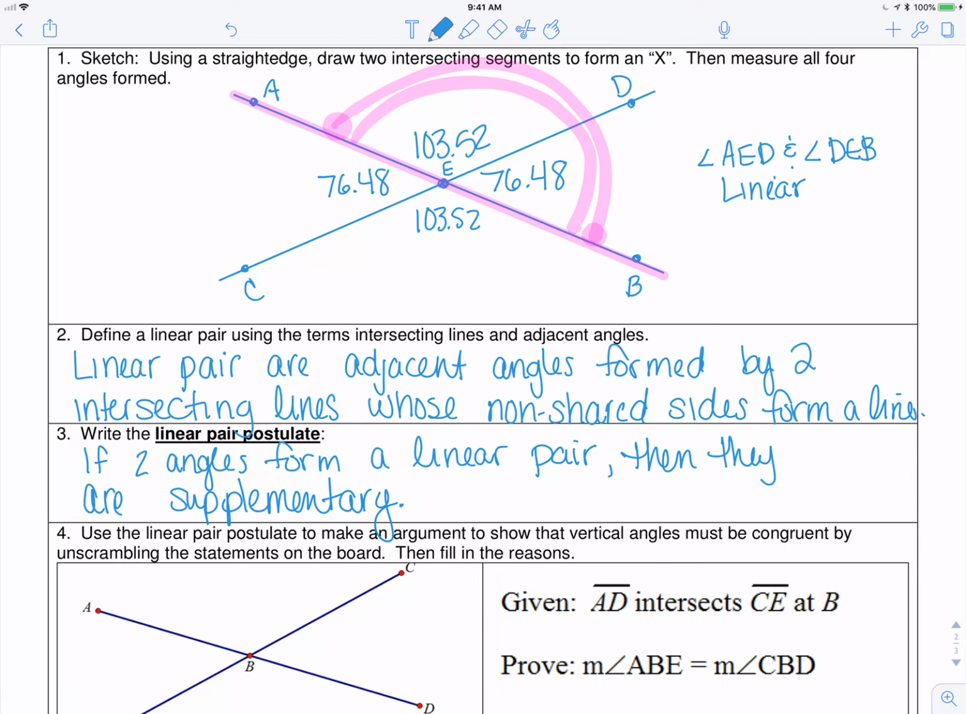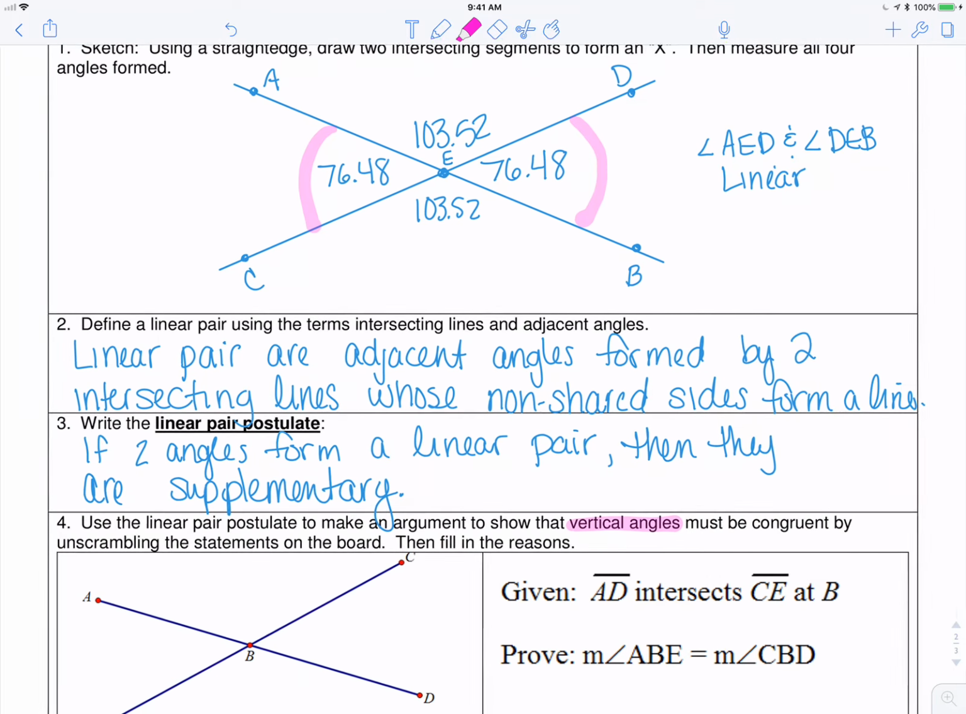Okay, you should also be able to make a conclusion about the non-adjacent angles in this picture. So let's look at the angles that are not next to each other. For example, angle AED is not adjacent to angle BEC. And what do you notice about those measures? They have the same measure. And then angle AEC is not adjacent to angle DEB. They also have the same measure. Okay, those are called vertical angles. So vertical angles are the non-adjacent angles.